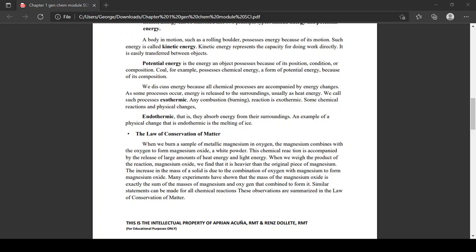Kung exothermic naman, ano naman sa exothermic? Kung mabihatag sa one example sa exothermic, releasing of energy to its surroundings. Isa lang. Bisa na lang, kids. Discussion man lang.